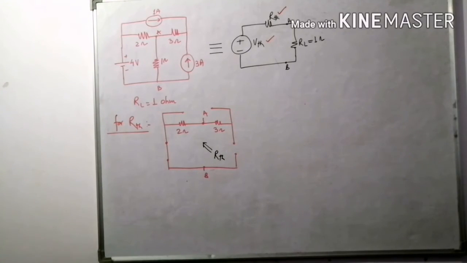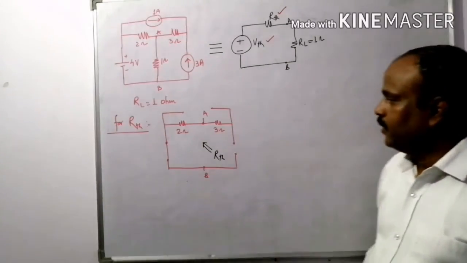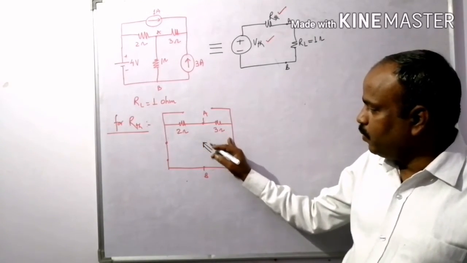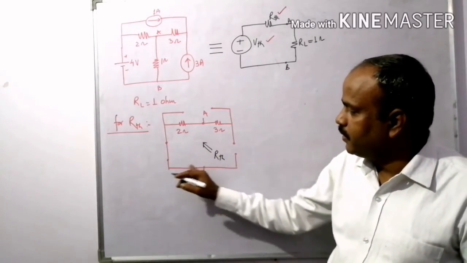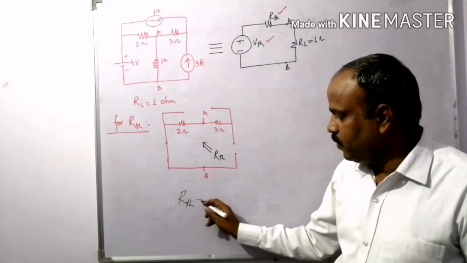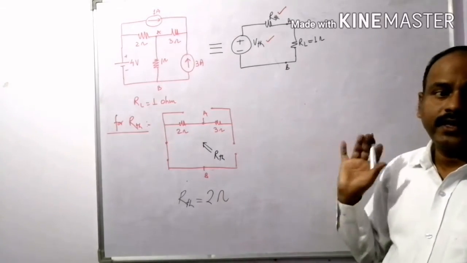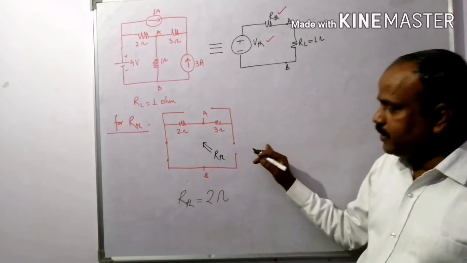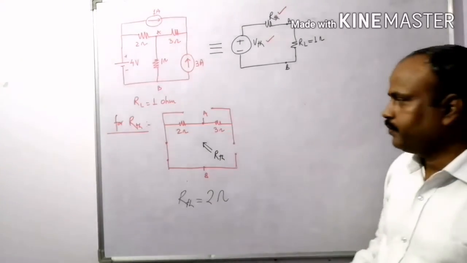How can you calculate RTH? Yes. See the circuit diagram very carefully. Here, this 3 ohm is in open circuit. So the value of RTH is nothing but 2 ohm only. The value of RTH over here is only 2 ohm. Is it clear or not? See, this 3 ohm is in open circuit. So the resistance in between point A and B is only 2 ohm.